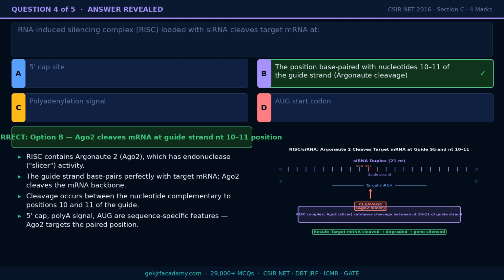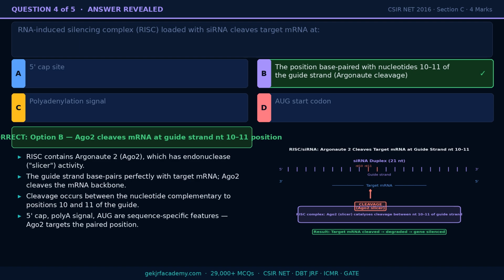Option A is wrong. The 5' cap is at the very terminus of the mRNA and has no relationship to the siRNA guide sequence. Option C is wrong. The polyadenylation signal is at the 3' end and is a sequence feature unrelated to RISC targeting. Option D is wrong. The AUG codon is a sequence in the coding region. Argonaute does not target it unless the guide strand happens to pair there.